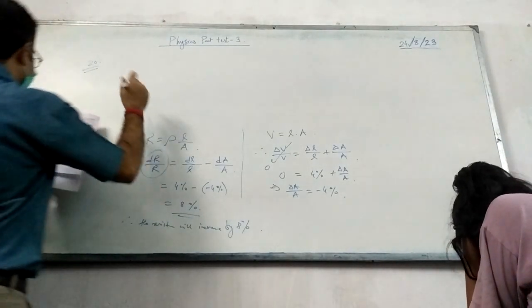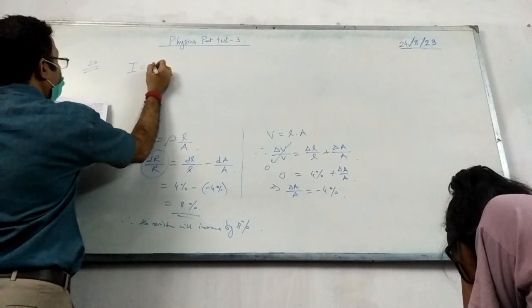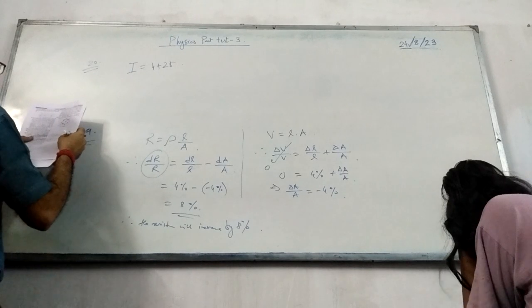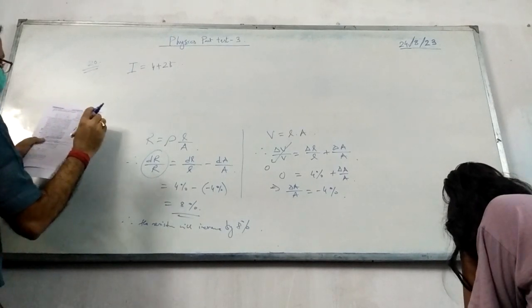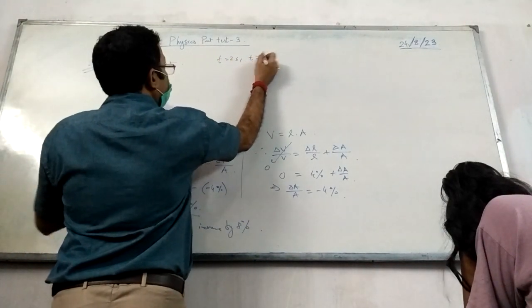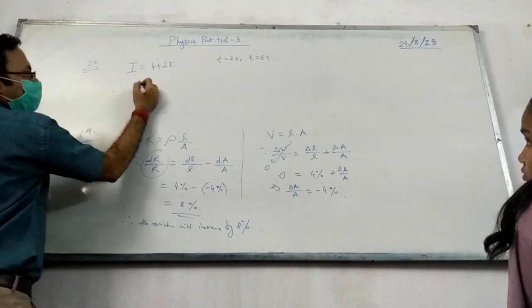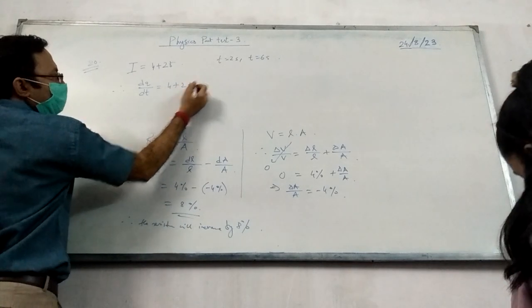Question number 20 says that the current in a wire varies with time according to the equation I equal to 4 plus 2t, where I is in ampere and t is in seconds. Calculate the quantity of charge which has passed through the cross section of the wire during t equal to 2 seconds to t equal to 6 seconds. तो चार्ज कितना क्रॉस किया ना, सो I का डेफिनेशन क्या है, dq by dt, 4 plus 2t होगा.